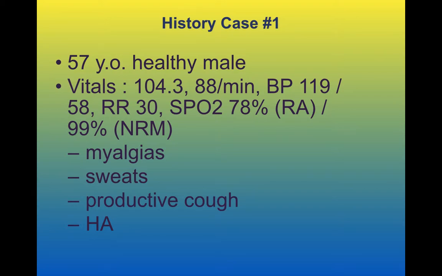This is a lung ultrasound case. This is a 57-year-old healthy male, relatively young, coming in with a fever and tachypnea and hypoxia. As you can see, being young and healthy, his heart rate and blood pressure were actually initially normal. He came into triage with SATs of 78% acutely, and then we brought him back to critical care. Got his SATs up to 99 with a non-rebreather.